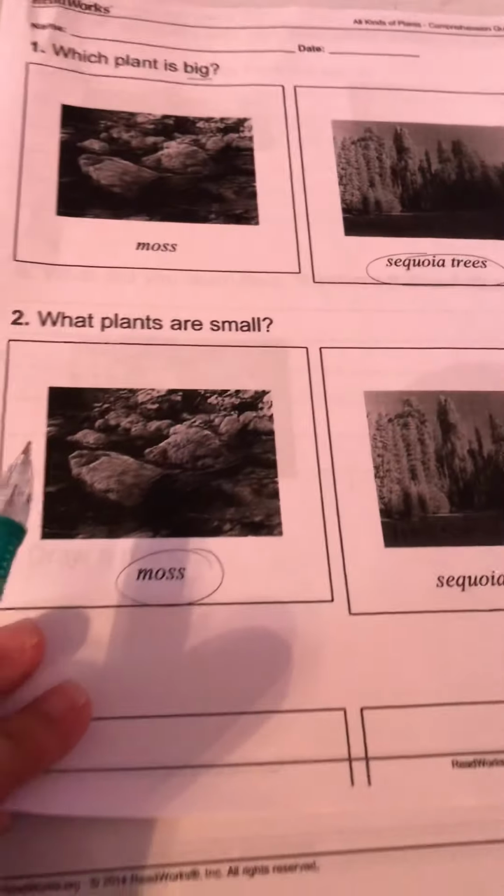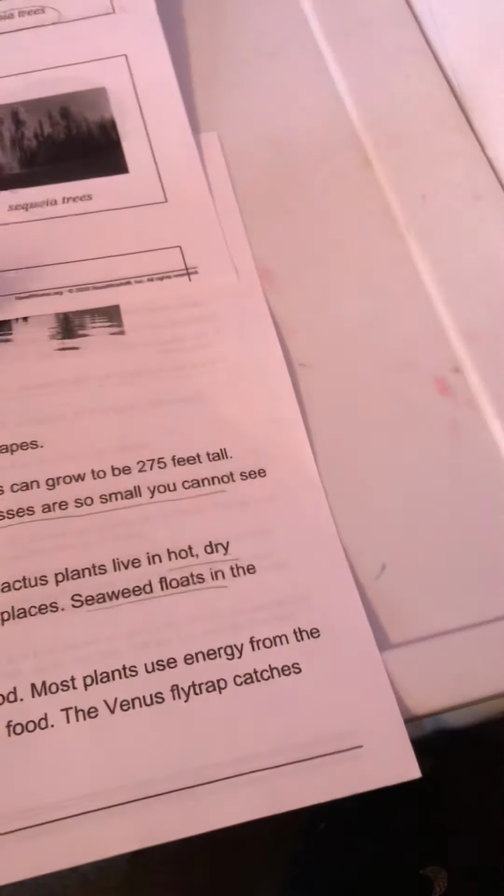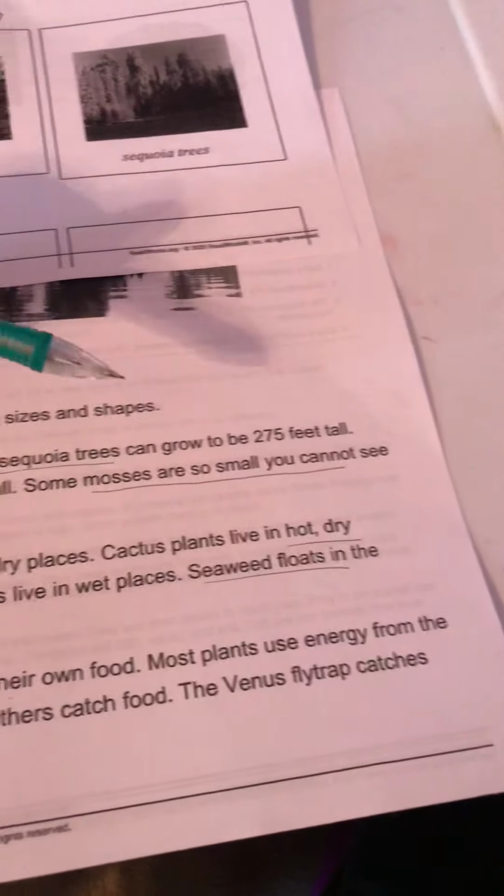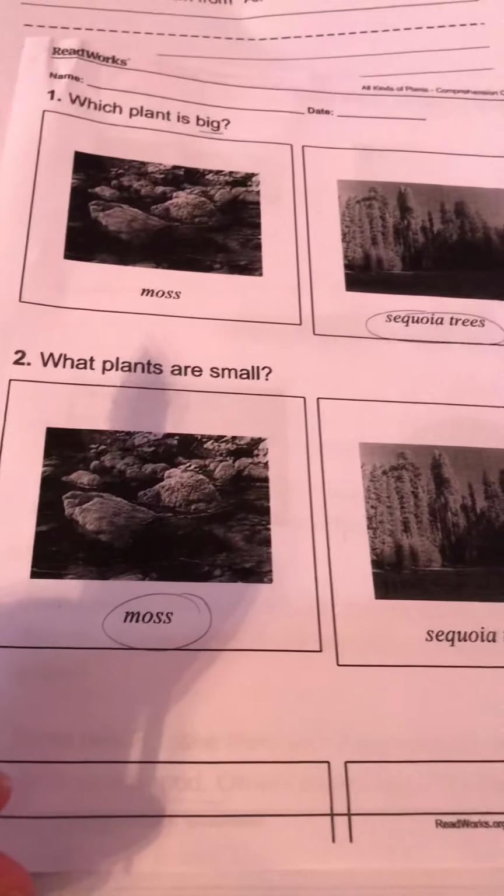Then the next question, which plants are small? Some mosses are so small you cannot see them, so I circled moss. So it was sequoia trees and moss on the front page.